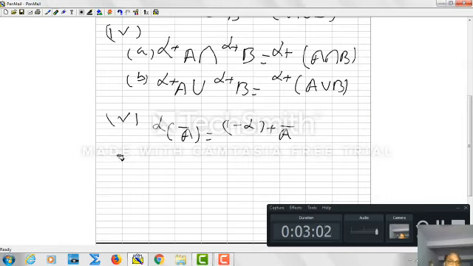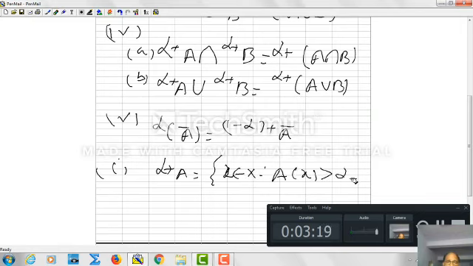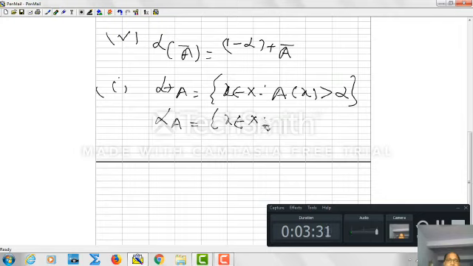Now the proof of the first one. By the definition of a strong alpha cut, we know that the strong alpha cut of A is the set of all x belonging to X such that whose membership value is greater than alpha. And the definition of the alpha cut is the set of all x belonging to the capital X, the universe of discourse, if the membership function A(x) is greater than or equal to alpha.